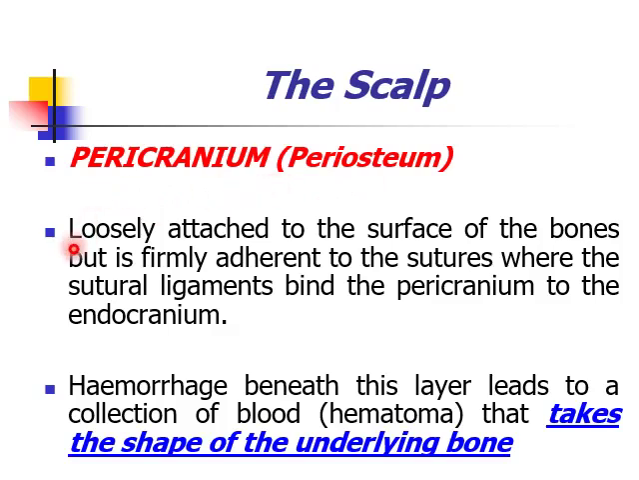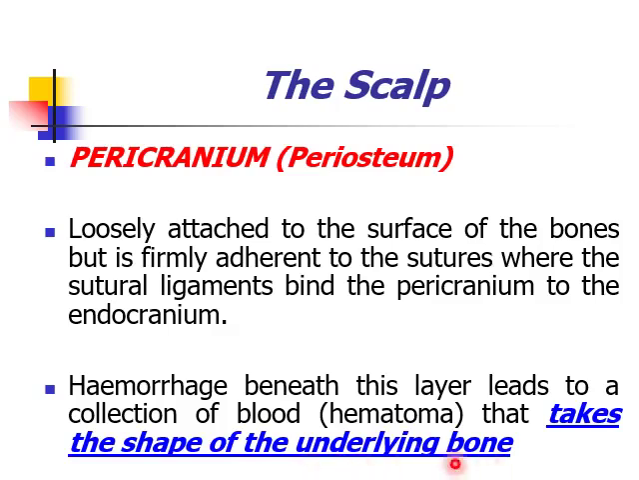The pericranium is not attached to the bone itself, the flattened part of the bone, but it's firmly attached to the sutures. The sutures are the connecting parts between different bony parts of the skull. Hemorrhage beneath this layer leads to collection of blood. Any collection of blood is called hematoma, and it takes the shape of the underlying bone.